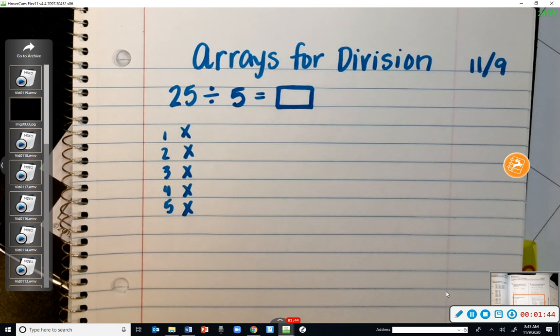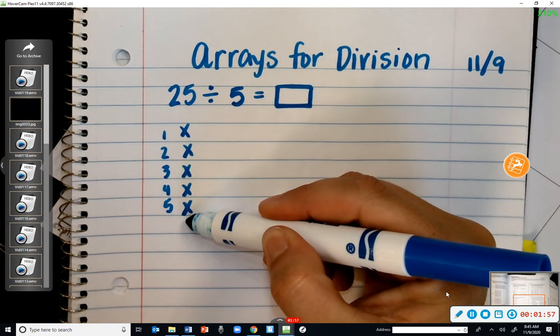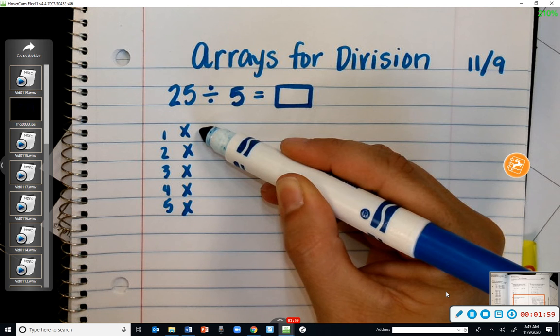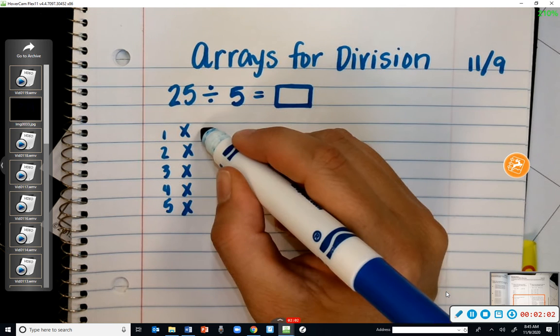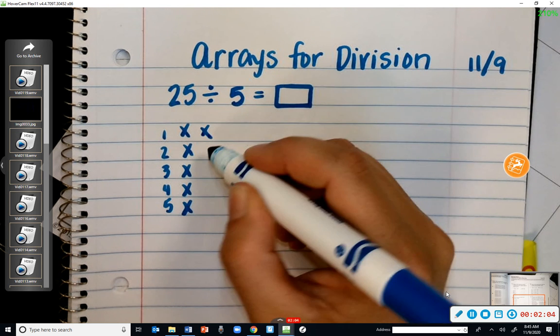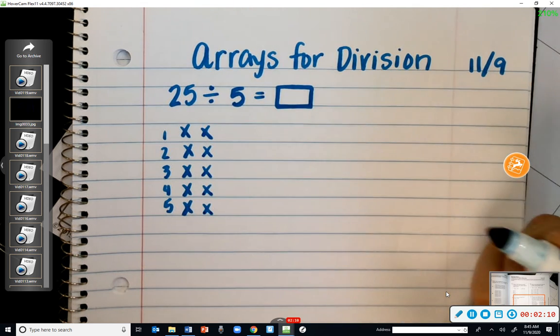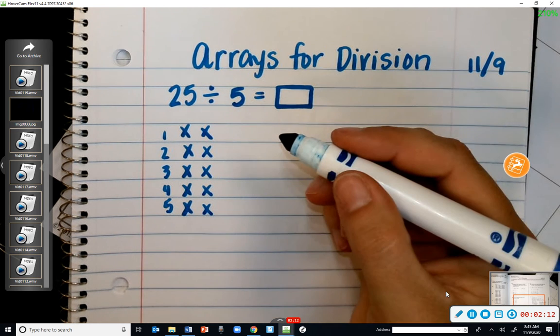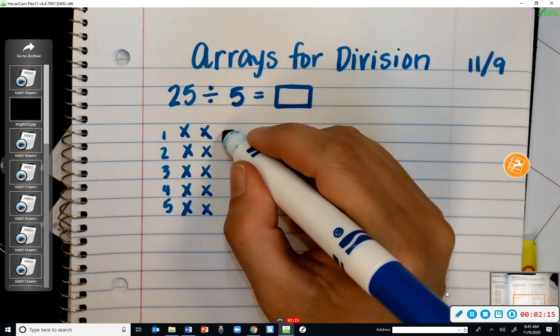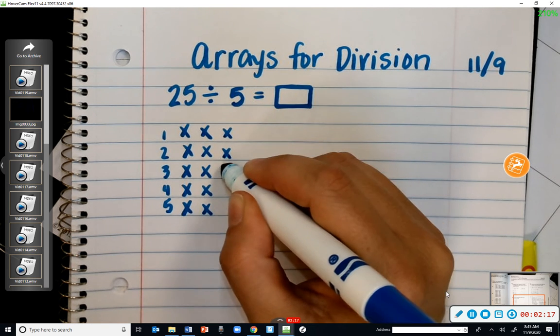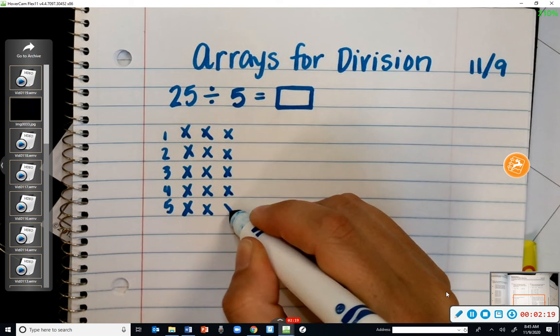Now to get my answer that goes in the box, I'm going to continue filling in these rows until I get to what? 25. Good, so you already know. So I already have 5 here. So now when I start this second column, I'm going to say 6. So this is 6, 7, 8, 9, 10. So I'm not to 25 yet, so I have to keep going. This is 11, 12, 13, 14, 15.